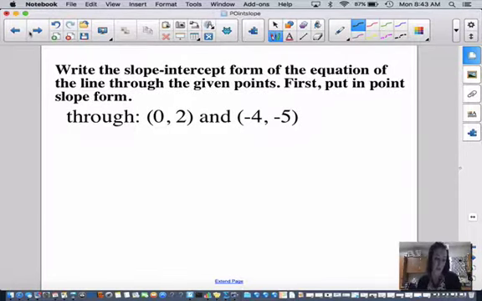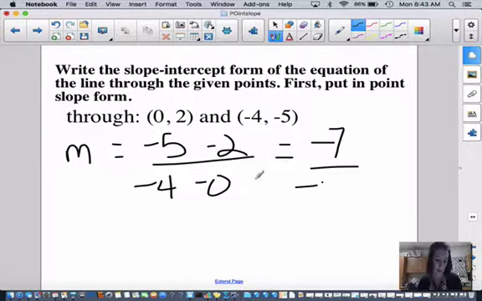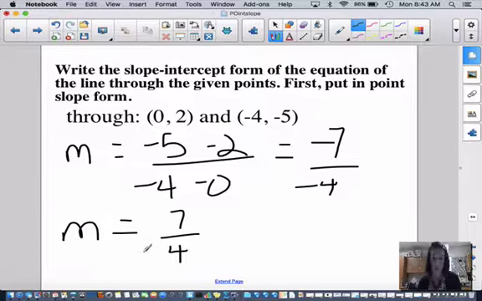All right, now this one, we don't have slope yet. They gave us a point. So we have to first find slope. So y2 minus y1 over x2 minus x1. So negative 7 over negative 4 gives me a slope of 7 over 4. Okay, so now I'm just going to choose a point.